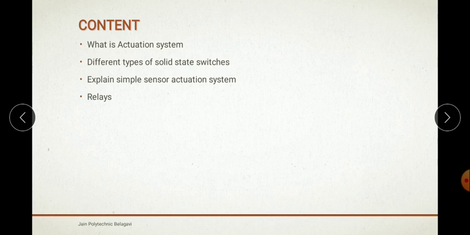Next one, the relays. So what are these relays? Relays are electrically operated switches in which the changing current in one electric circuit switches the current on or off in another circuit.